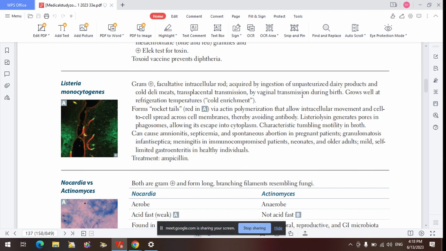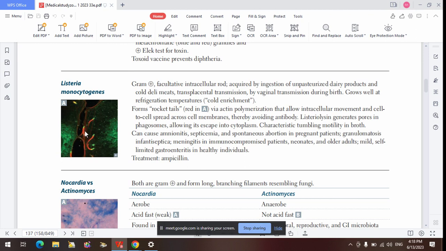But this Listeria is very smart, and it's well adapted to that mechanism. It contains some virulence factors that help it survive phagosomal fusion and digestion. Number one, it has actin on its cell membrane. So whenever it gets into those phagocytes, it can polymerize the actin so that it can form rocket tails that allow it to move. We can see this red stuff in this image.